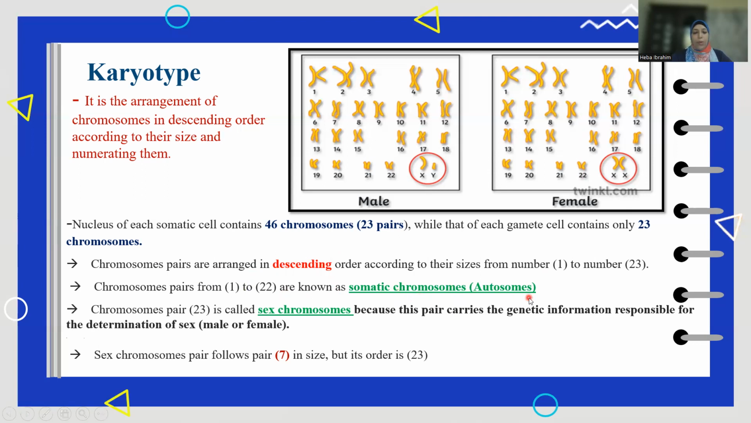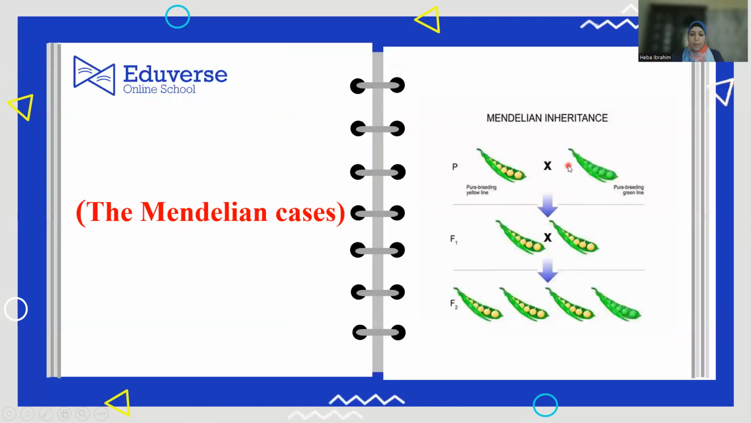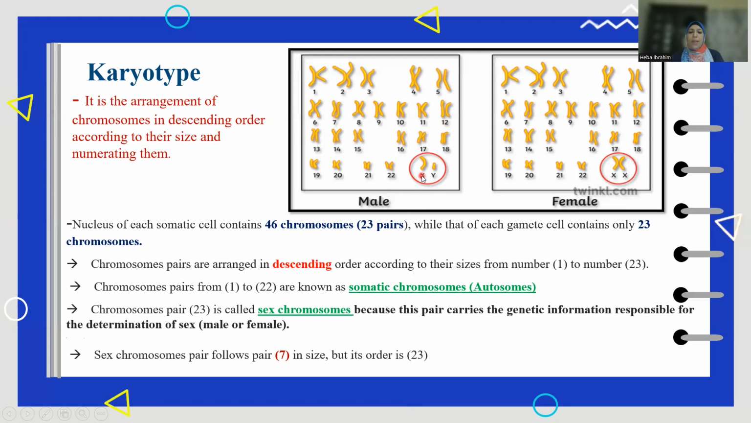While chromosome pair number 23 is called the sex chromosome, which is different in the male cell than in the female cell. But we need to know that the normal arrangement of the sex chromosomes according to size is after the 7th chromosome, I mean the 8th chromosome. This is the normal arrangement of the sex chromosomes according to size.